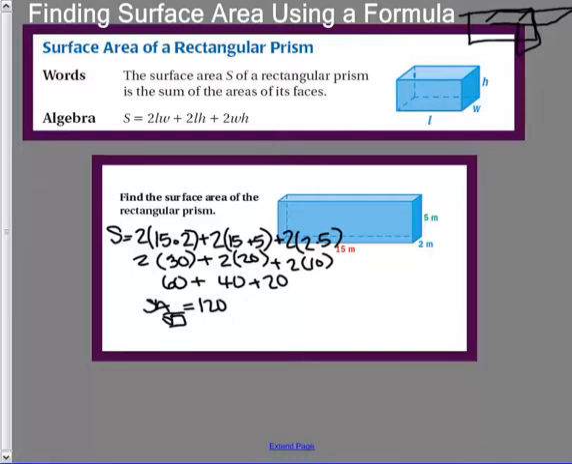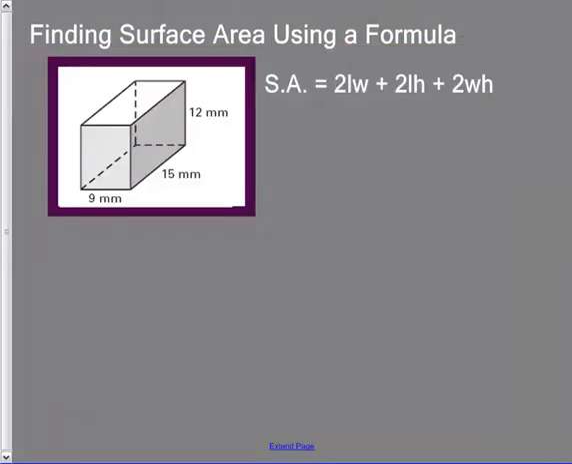Ooh, that's a horrible rectangular prism, but close enough. Now, surface area is like having an entire area, so it's squared. All right, what about this one? You try it, and I'll be back in just a second to show you the answer.